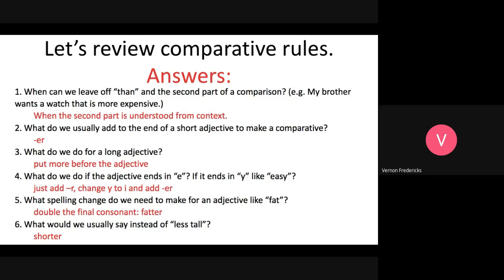Okay, so what do we mean there? If I know what the subject is, if the subject and the object are the same things, I don't have to write that. If we look at the example in question number one, it says my brother wants a watch that is more expensive. So my brother has a watch now, and he wants a new watch that is a bit more expensive. So I don't have to say than his watch that he has now. I understand that my subject, which is my watch, and my object, which would be my watch as well, are the same thing.